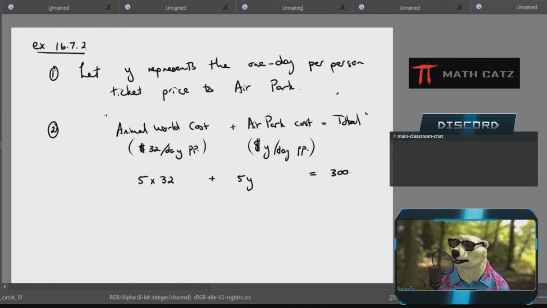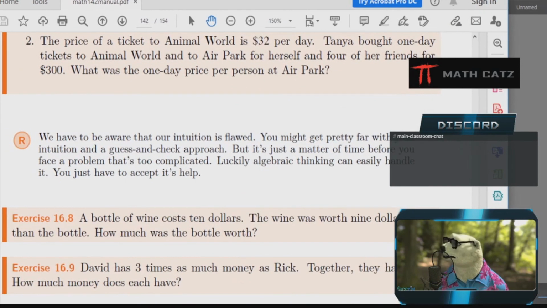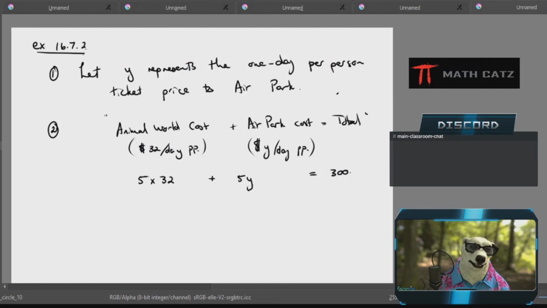I can then go, because this is so important, and scan: did I understand this right? She bought one-day tickets to Animal World and Air Park for herself and 4 of her friends, so that's 5 people, $300. Okay, I think we're good. Double check, because everything you're doing now is going to rely on this equation. My equation's done. I move on with my life.